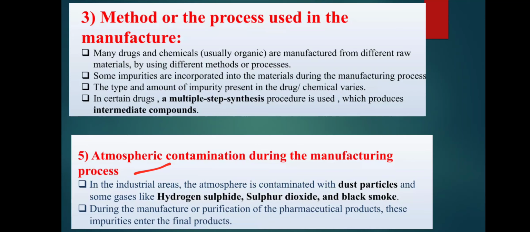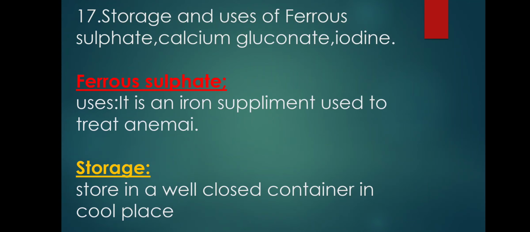In the industrial area, the atmosphere is contaminated with dust particles and gases like hydrogen sulfide, sulfur dioxide, and black smoke. These also are prone to contamination and impurities. During the manufacturing or purification of pharmaceutical products, these impurities enter the final products and decrease the purity of the product.